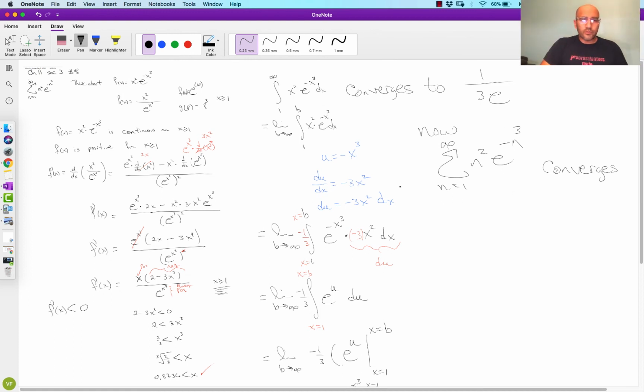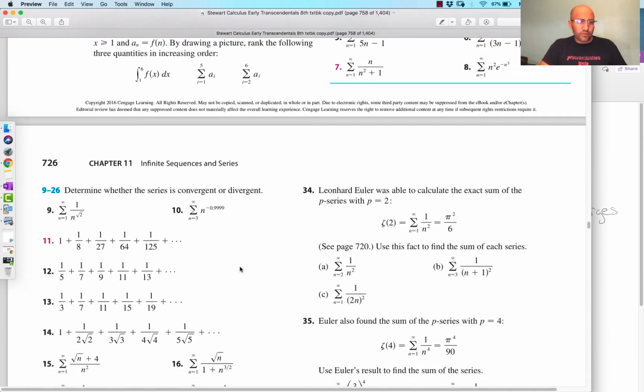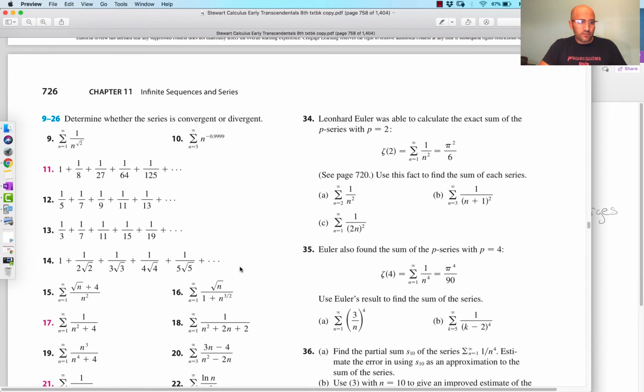All right, let's see what else we got. Let's go back to, okay, that one's number 8. Let's look at something over here in the low teens. Determine whether the series is convergent or divergent. Remember the p-series family of series, and we know that they converge or diverge based on the power p.